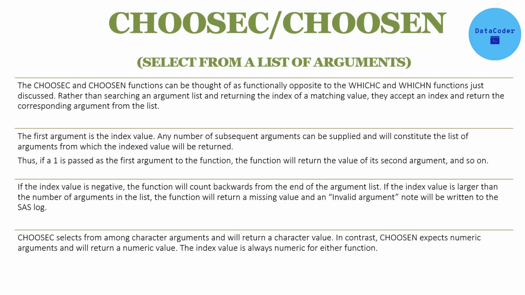If the index value is negative, the function will count backwards, so it will count from the end of the argument list. If the index value is larger than the number of arguments in the list, the function will return a missing value and an invalid argument note will be written to the SAS log. So CHOOSEC selects from among character arguments and will return a character value. In contrast, CHOOSEN expects numeric arguments and will return a numeric value. The index value is always numeric for either function.